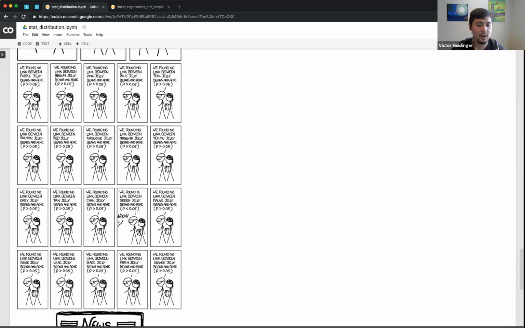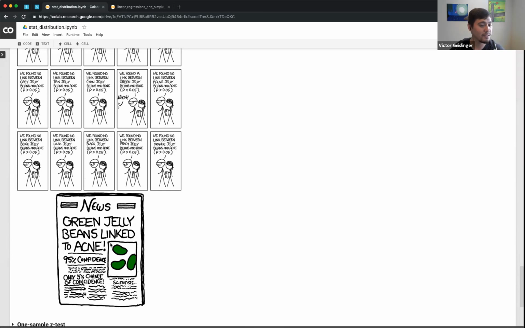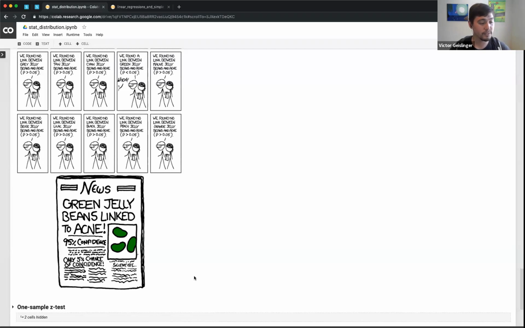So right here, we found a link between green jelly beans and acne. They say p less than 0.05. And you can see all the times it didn't work. It's likely that this was just probability chance. And of course, it makes the news that green jelly beans link to acne. So that's essentially what p-hacking is, or at least one version of p-hacking. So always be aware. Okay, cool.